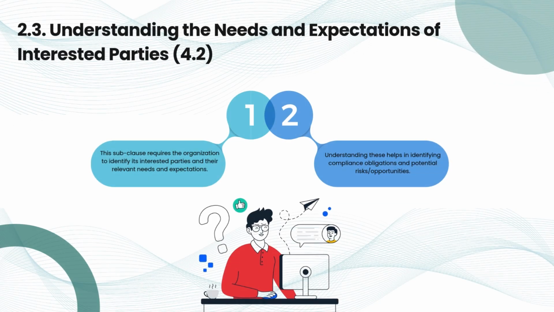This slide covers Clause 4.2 of ISO 14001, which emphasizes understanding the interested parties of the organization. First, the organization must identify who its interested parties are, such as customers, regulators, employees, suppliers, and the community. Then, it should understand their needs and expectations, for example, legal compliance, environmental performance, or transparency. Why is this important? Because this helps the organization know what obligations it must meet and also anticipate risks or opportunities that may arise if those expectations are not met.